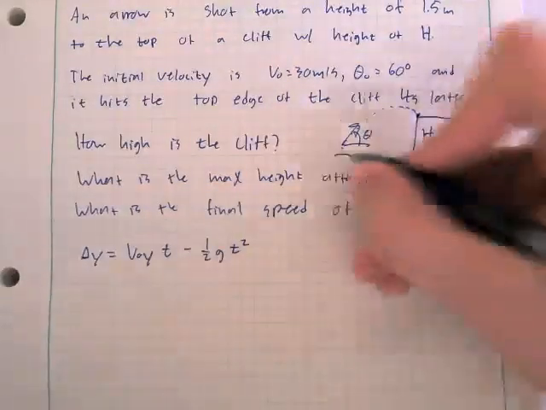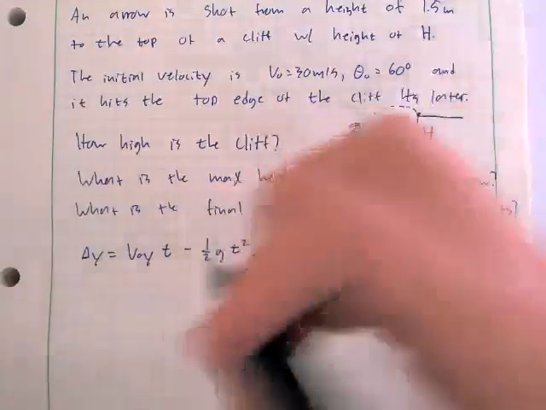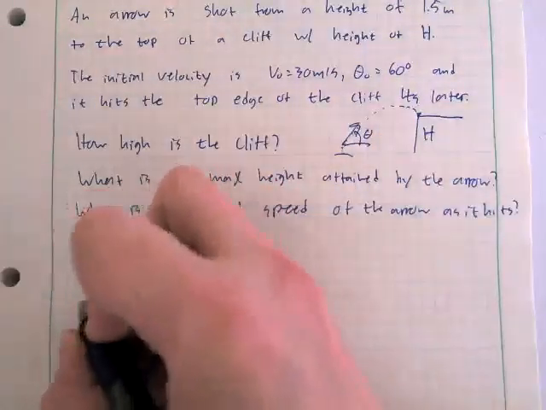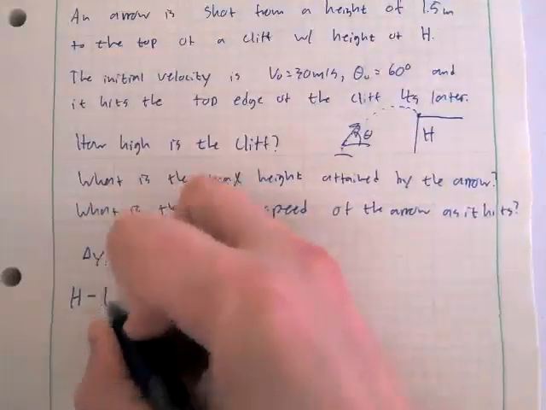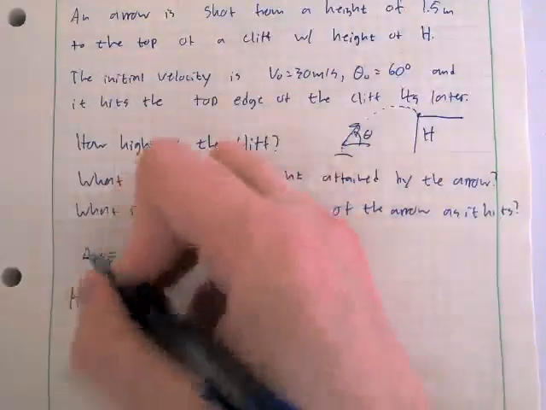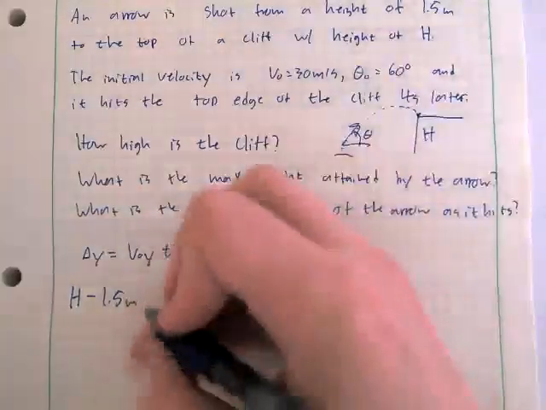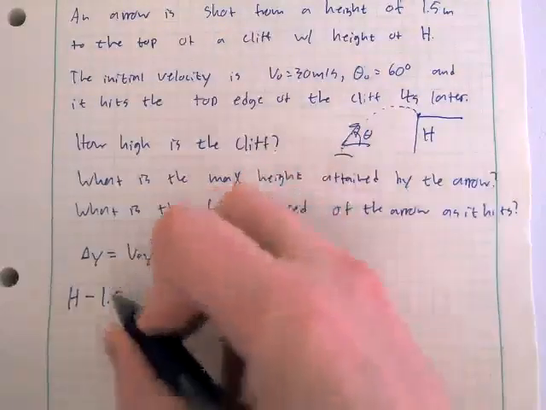It's this distance h, but we launched this arrow from 1.5 meters above the ground. So the arrow is really traveling from an initial height of 1.5 meters to a final height of h. So for our delta y, I'm going to substitute in h minus 1.5 meters. This is then going to equal what?